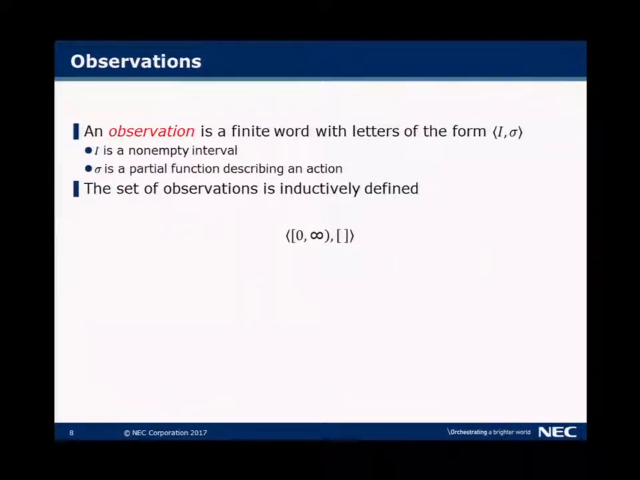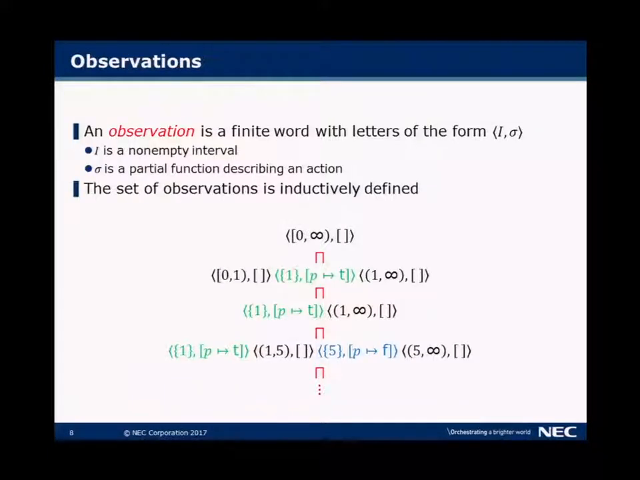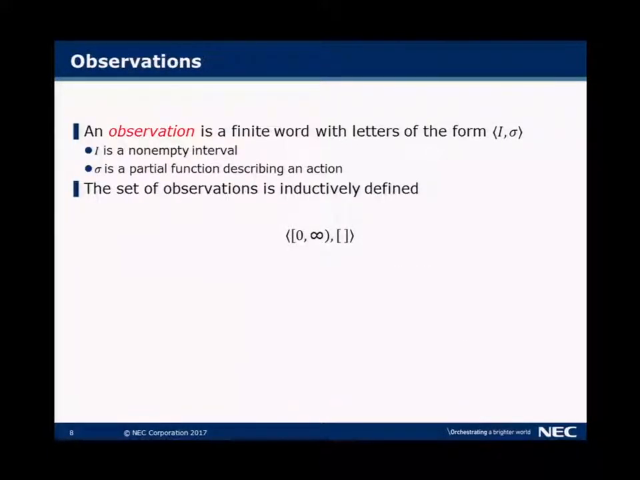Initially, the monitor doesn't know anything about the system behavior. This is represented by this observation: the interval says there's a gap from 0 to infinity, and nothing is known about what has happened in the state because it's a gap. This observation can now be refined when a message arrives. So assume that a message arrives with timestamp 1, where the predicate P is true.